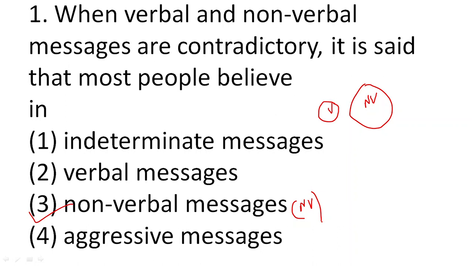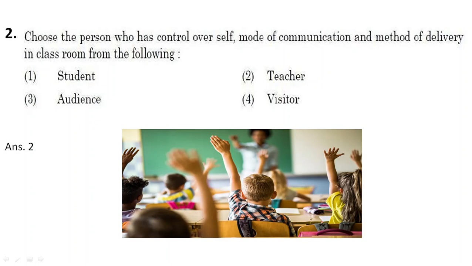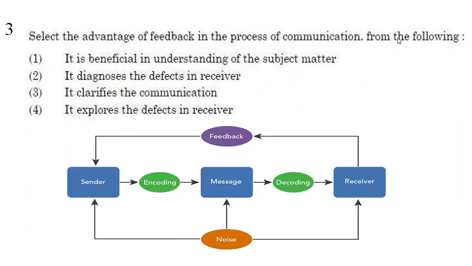Moving on to the second question, choose the person who has the control over self, mode of communication, and method of delivery. A teacher is the one in a classroom who has the control over himself or herself, over the mode of communication he or she chooses, and the method of delivery he or she is using to deliver the lecture, the idea, the message. So the teacher is the one who has the control in a classroom. He or she can really create the environment in the classroom.